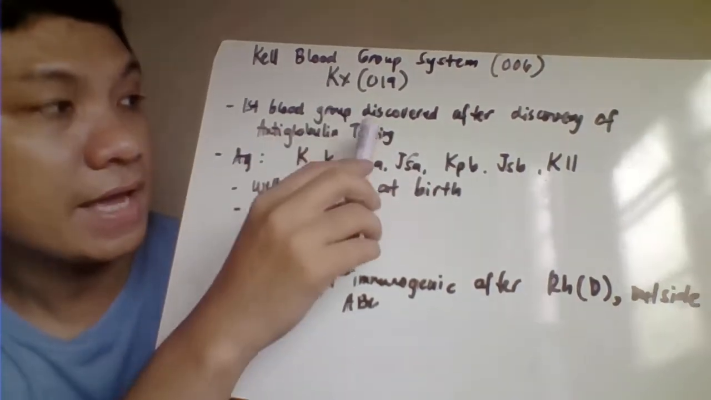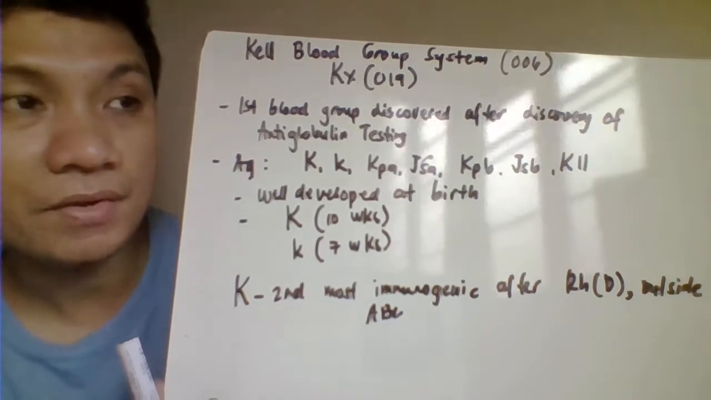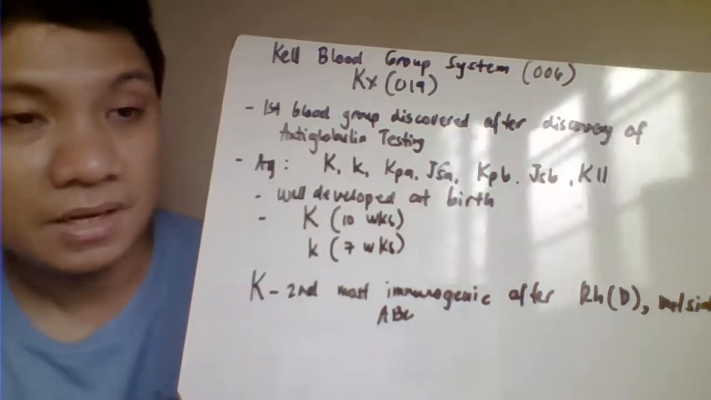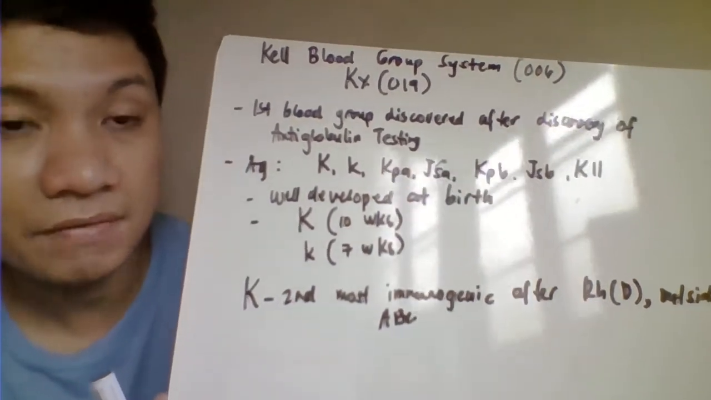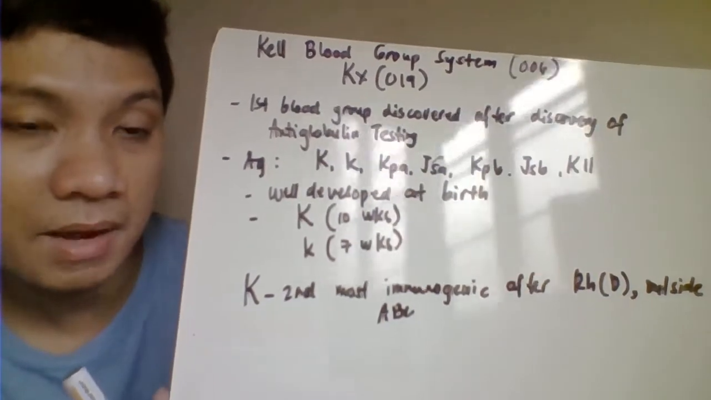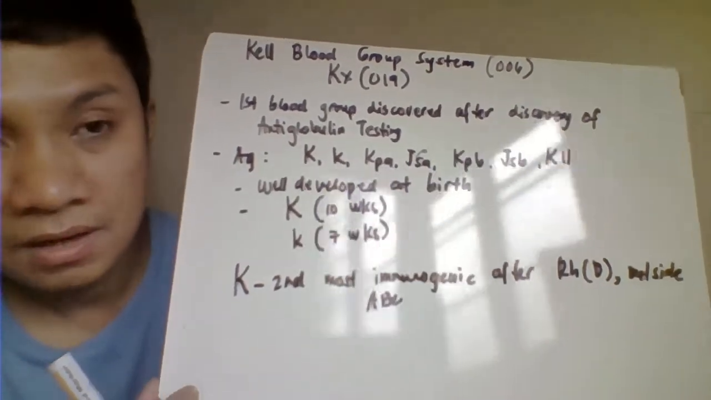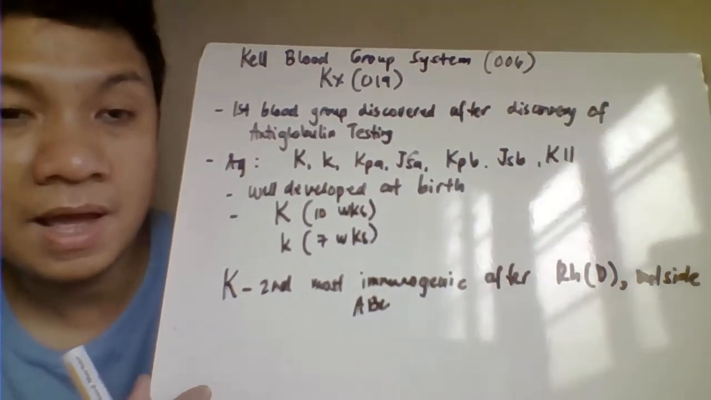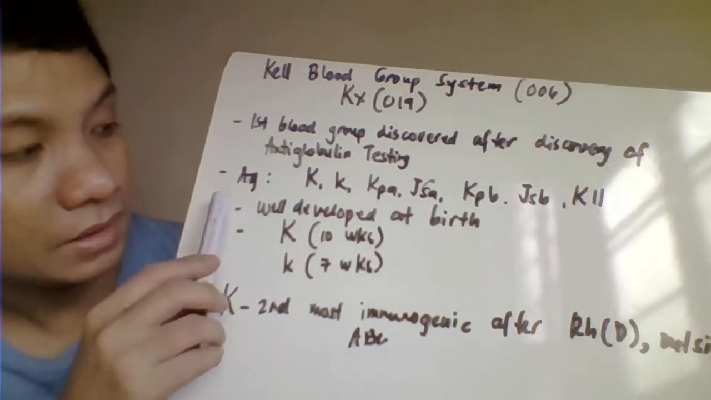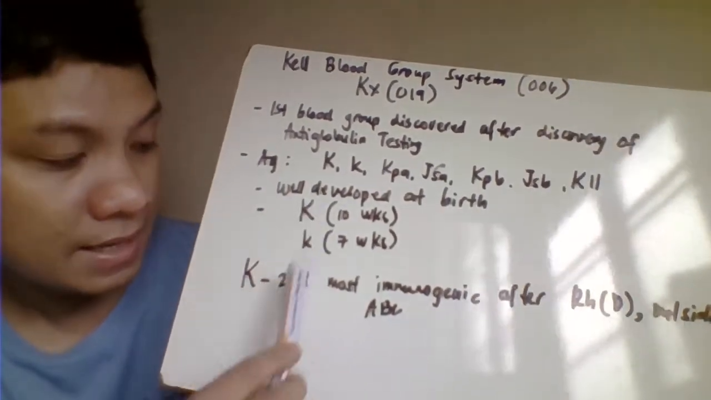We have here the big K, the small k, the KPa, the JSa, the KPb, JSb, and we have also the K11. Okay, and even your KX, this is 019 ISBT classification. All of the A antigens, KPa and JSa, are low prevalence antigens. KPb and JSb, the B antigens, are usually high prevalence antigens. With a high prevalence antigen, we expect that you would find the majority of the population to be positive for that antigen.